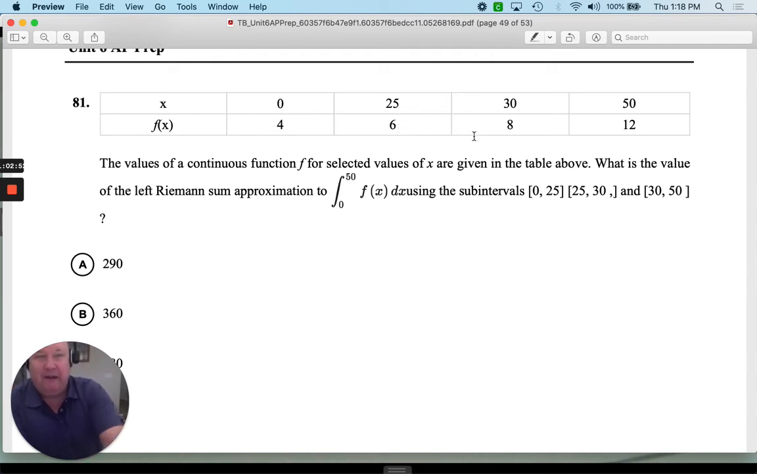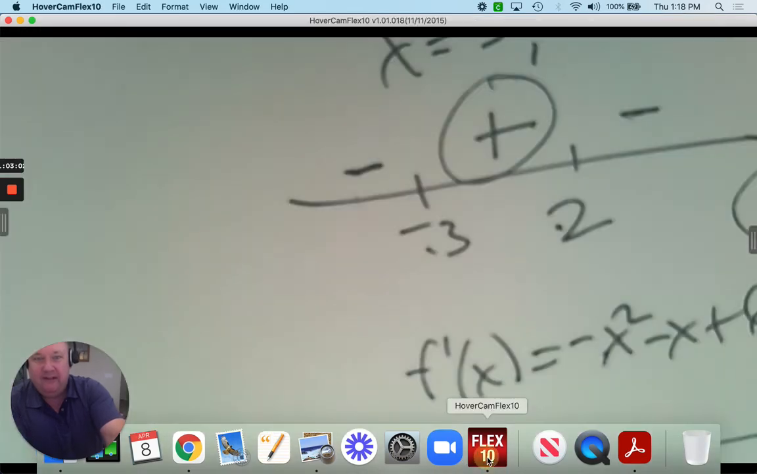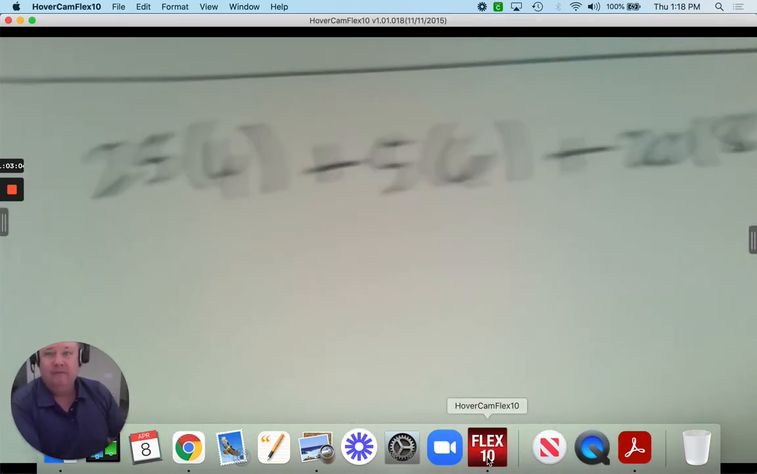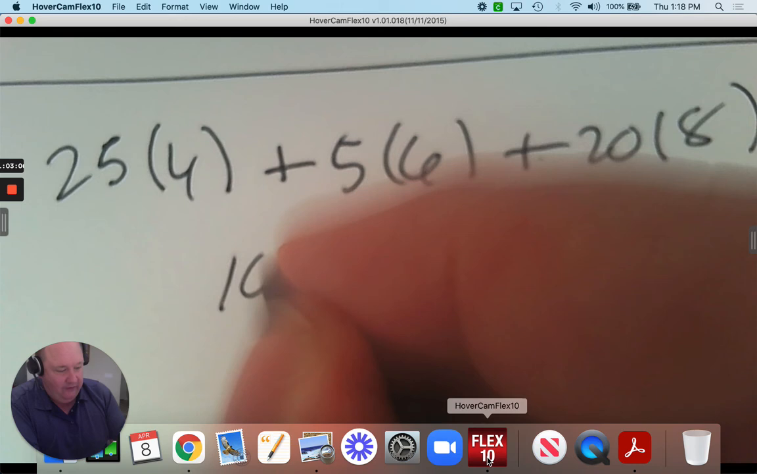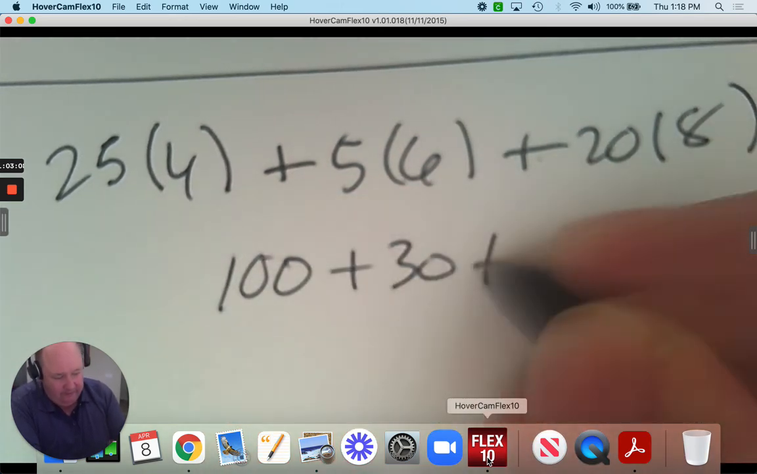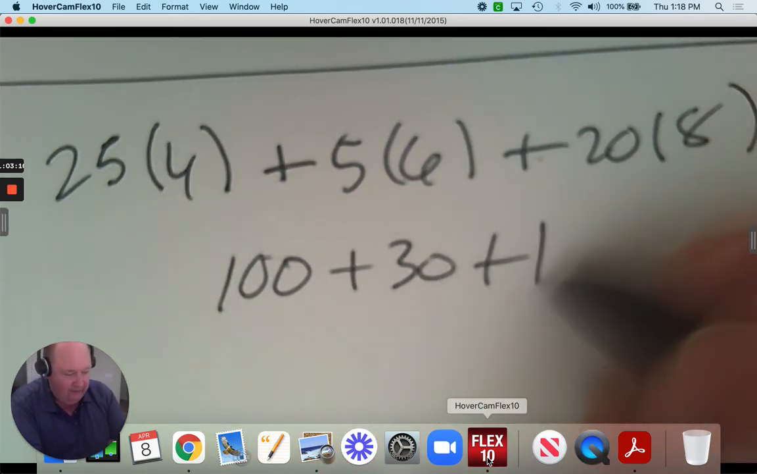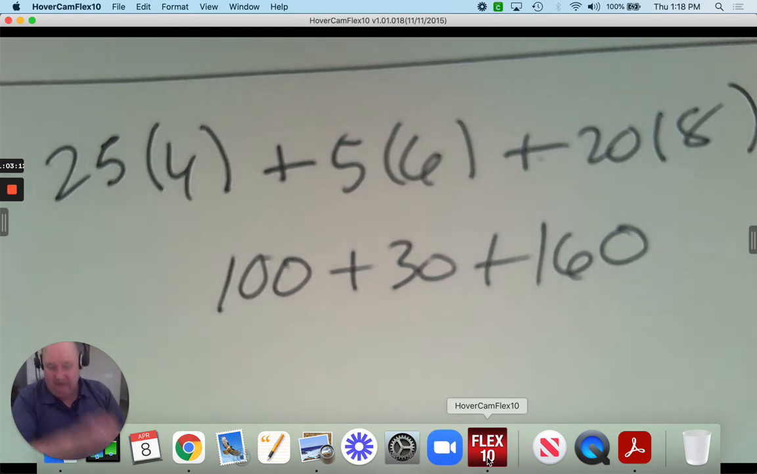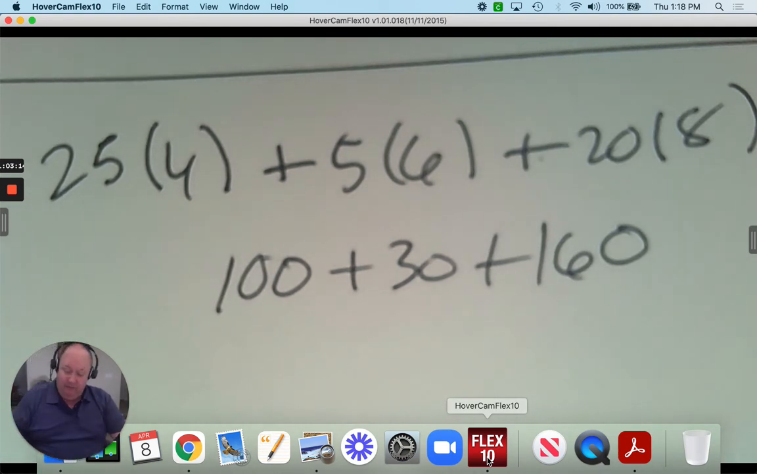And then the last rectangle goes 30 to 50. That's a width of 20. And the height, there you'd use 30, so the height is 8. And then that's what you would calculate. This is what it would look like. So that's 100. That's 30. That is 160. And then if you put that together, it's 290. So the answer to number 81 is A.